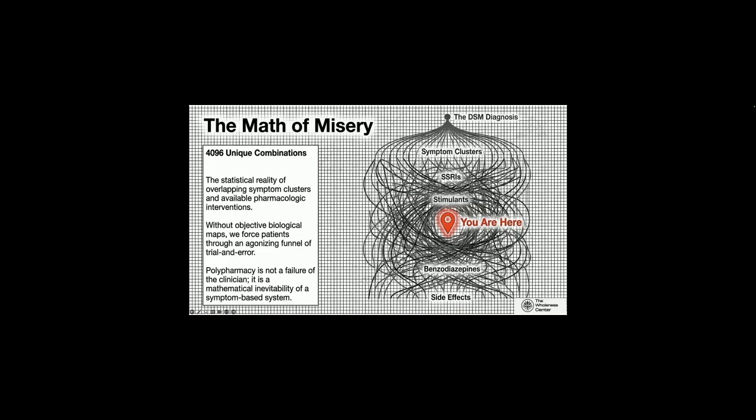Okay, so if you had any patients who have been on 2, 3, 4 medications and still struggling, it's probably not because you chose wrong. It's probably because you didn't have enough information to actually choose what was right. Okay, and so like we say here, polypharmacy isn't a failure of the clinician. It's just an inevitability from the mathematical combination of all these different patterns in a symptom-based system. Try saying that fast. Symptom-based system. Okay, it's just math.